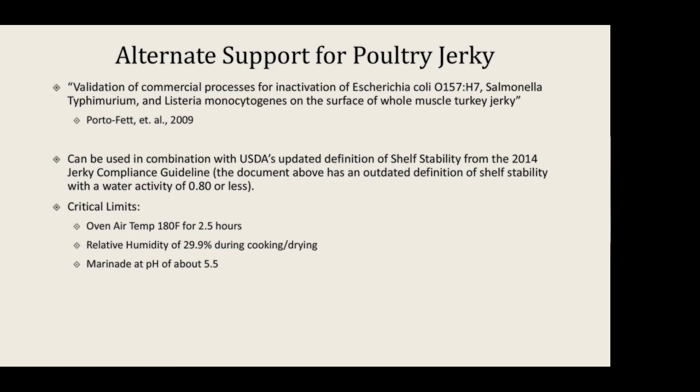So for support with poultry jerky, with the scientific support option listed on this slide, the critical limits for poultry jerky would be an oven temperature of 180 degrees Fahrenheit for 2.5 hours, a relative humidity of 29.9% during the cooking and drying steps, and a marinade with a pH of around 5.5.